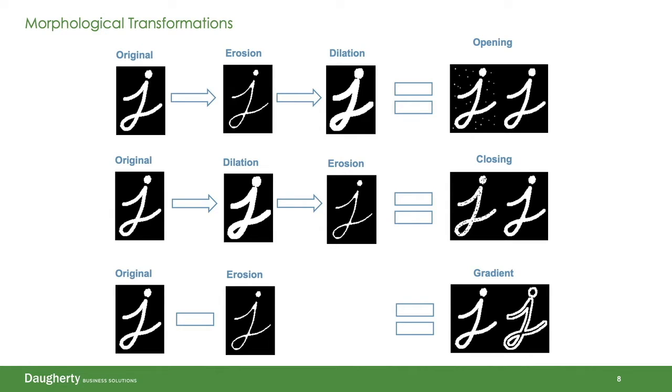Then we have some more complicated things like opening. Opening is an erosion followed by a dilation. Now what this does, if you look in the image, is it removes the noise in the image.